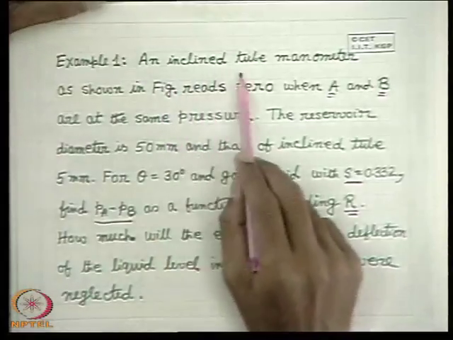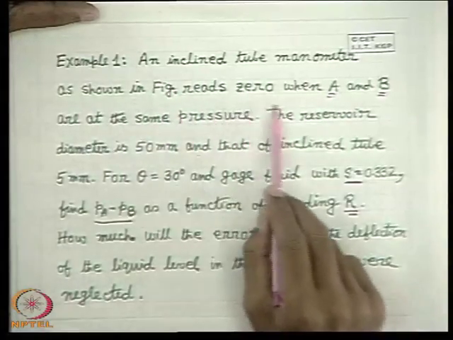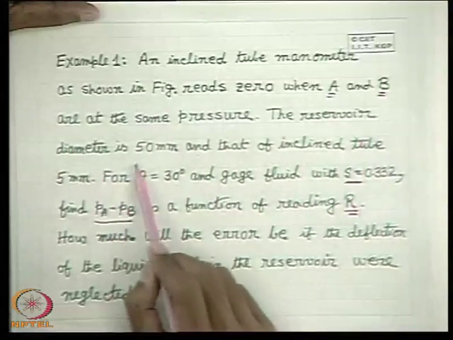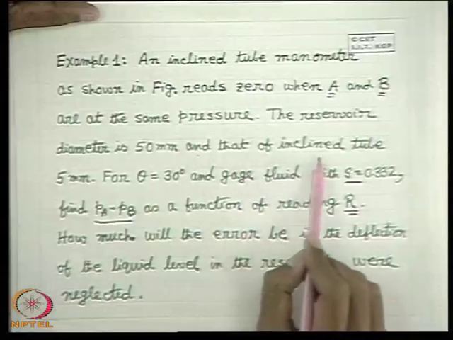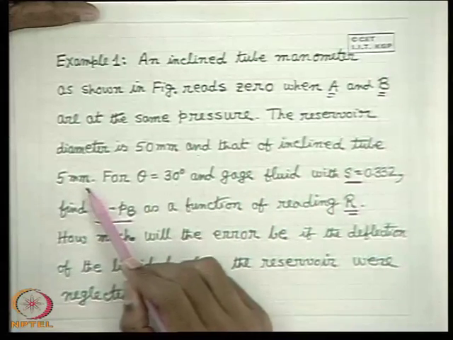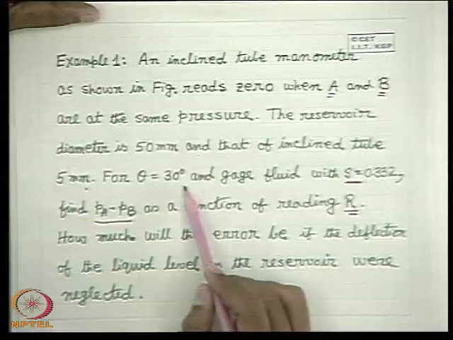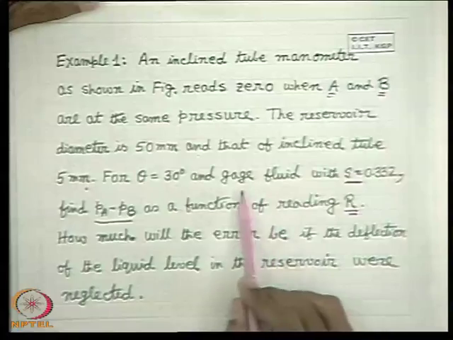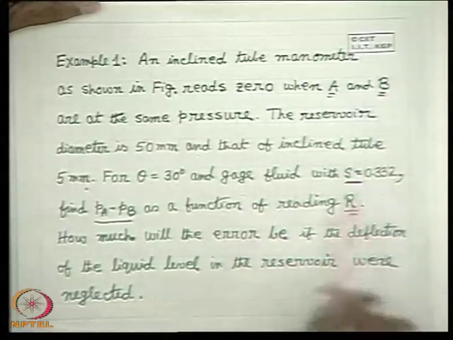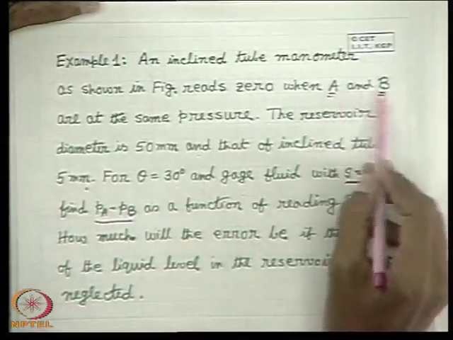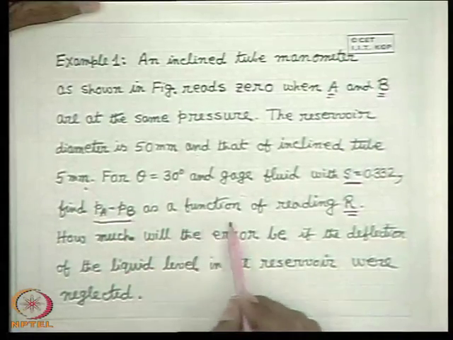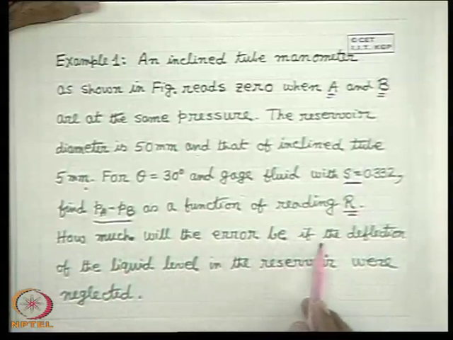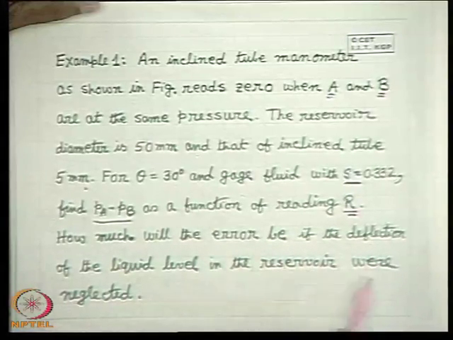Again, an inclined tube manometer, as shown in the figure, reads 0 when A and B are at the same pressure. The reservoir diameter is 50 millimeter, and that of the inclined tube is 5 millimeter. For theta equal to 30 degree and gauge fluid with S 0.332, that means the gauge fluid whose specific gravity is 0.332, find the difference of pressure between A and B, Pa minus Pb, as a function of the manometer reading R. How much will the error be if the deflection of the liquid level in the reservoir is neglected?